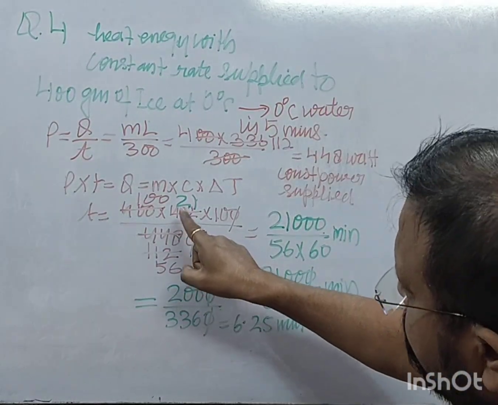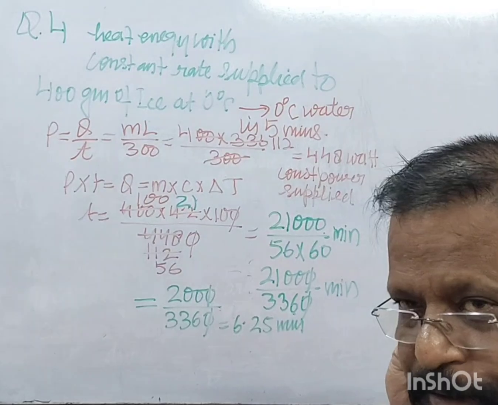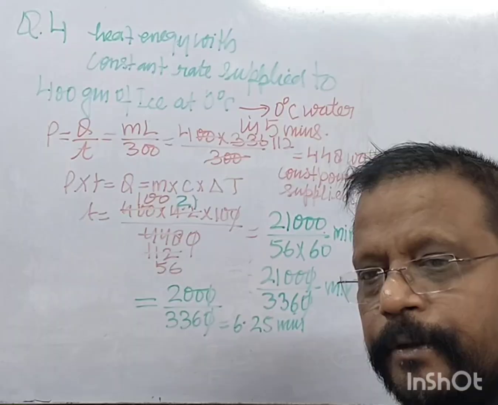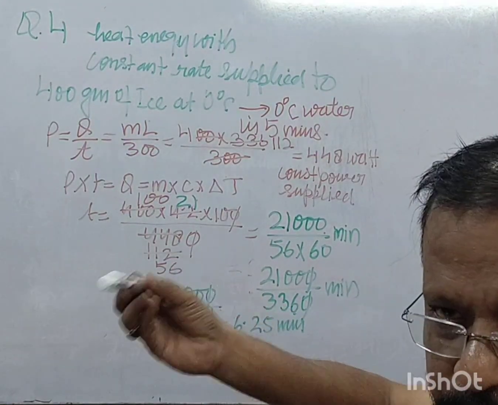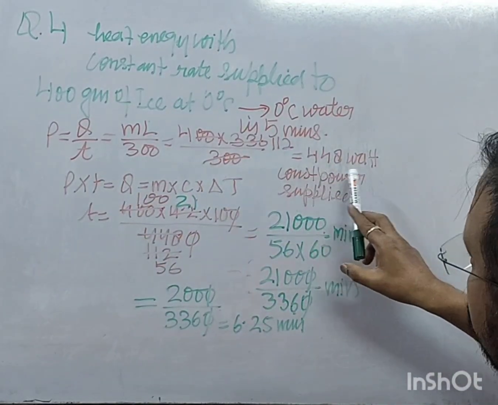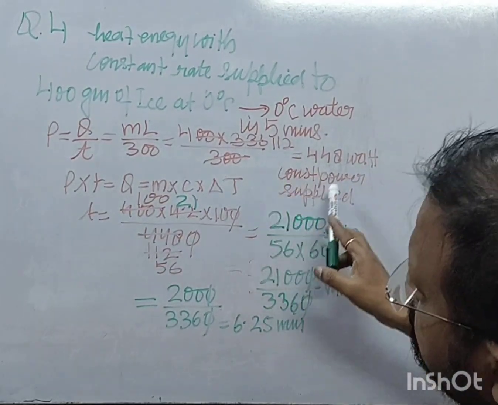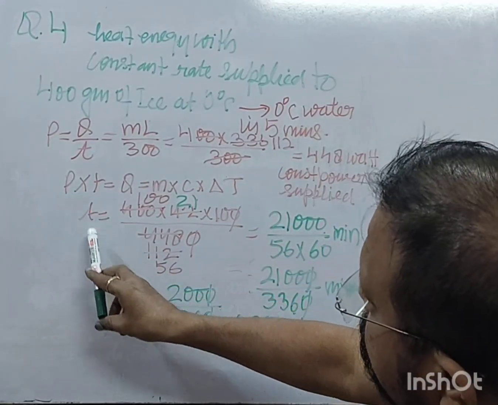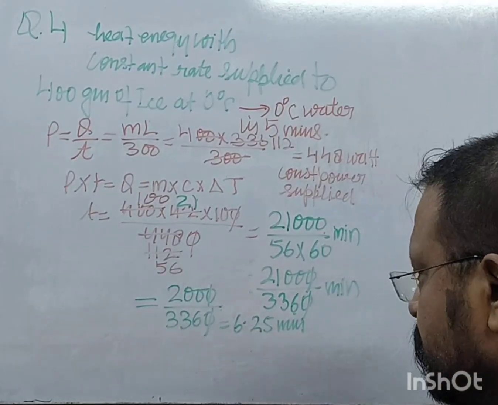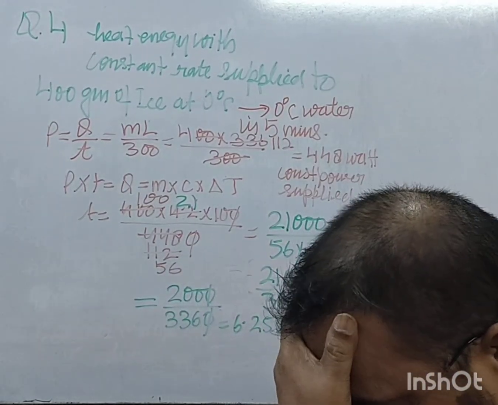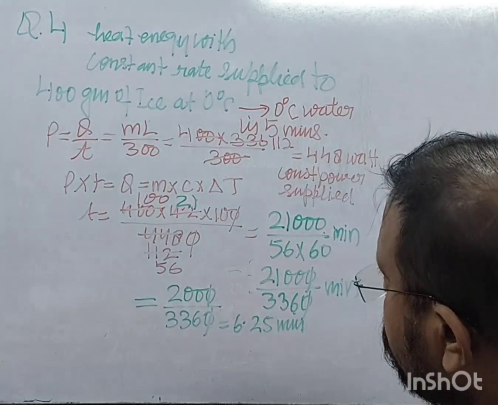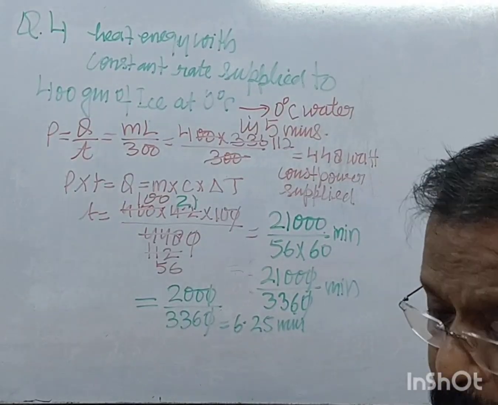वो इसलिए मिस्टेक हो गई थी, वो मैंने वहाँ पे 2 देखा था, 1 was not able to see, so that's why I have taken 2,000, but it will be 21,000. Right? Do you understand? My logic is that first we find out the power. So power is 448 watt. अब ये कांस्टेंट पावर सप्लाई हो रही है, तो P into T is equal to M into C into delta T. से we have solved this and we get कि 6 minute and 25 seconds में, 6.25 minutes में, 0 degree water comes into 100 degree Celsius of water.